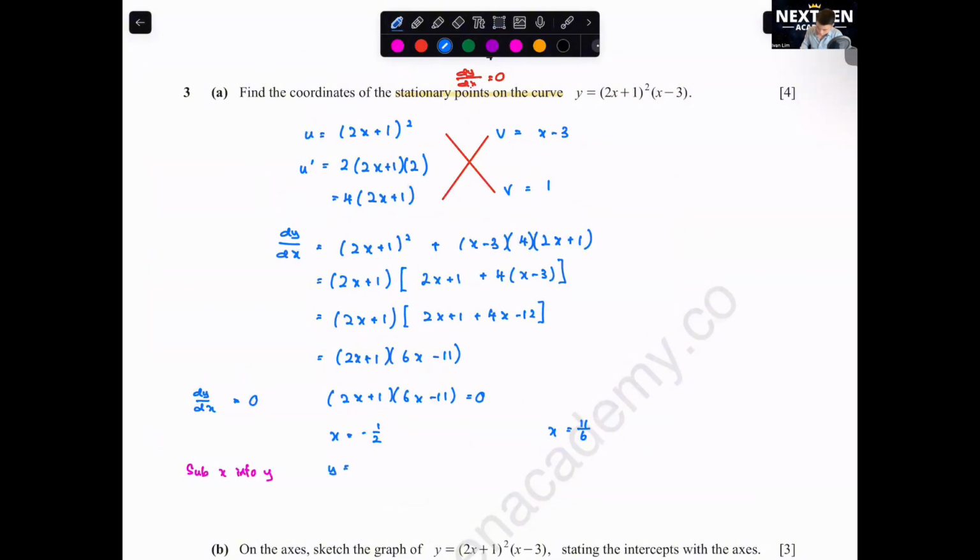So y equals 2 times negative 1 over 2 plus 1, squared, times negative 1 over 2 minus 3. And y equals 2 times 11 over 6 plus 1, squared, times 11 over 6 minus 3. Just go and calculate this. Your y here will be equal to 0. And y here will be equal to negative 686 over 27.